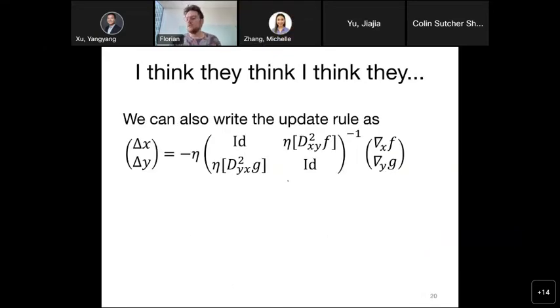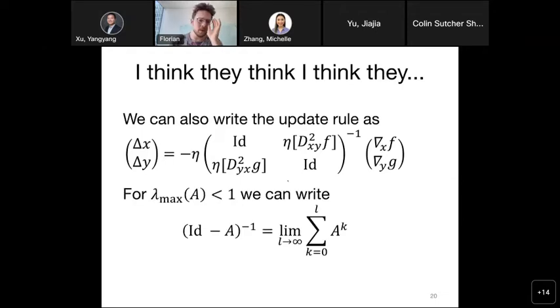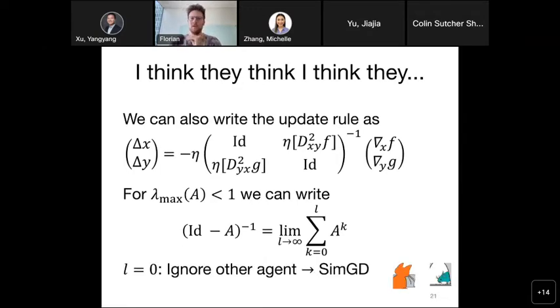One interesting game theoretic interpretation of this update rule is the following. One can equivalently write the update rule like this. This is basically a block LU factorization. Now we can write down the matrix inverse in the form of a Neumann series. This matrix sequence on the right, for a small enough spectral radius of A, converges exactly to the inverse. If we use only the first partial sum of this Neumann series, that means we ignore what the other agent is doing, and so we just play simultaneous gradient descent.